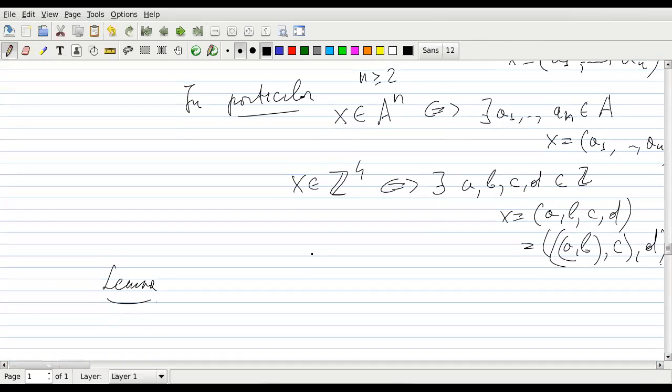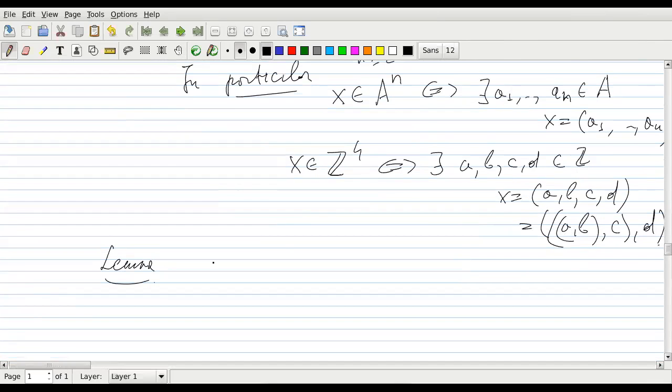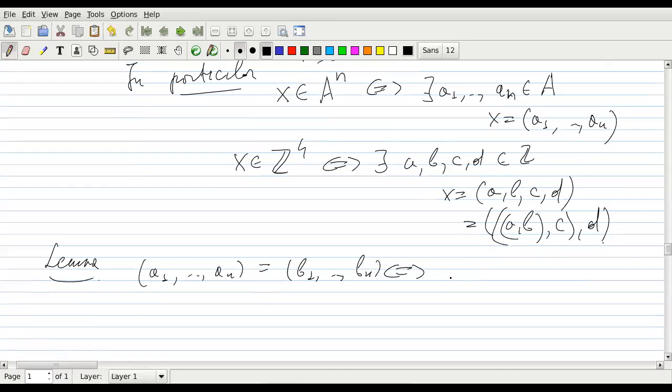And my last remark deals with equality of tuples. Two tuples are equal when? If and only if, so please continue. A1 equals B1 and so on, and AN equals BN. AI equals BI for each I.